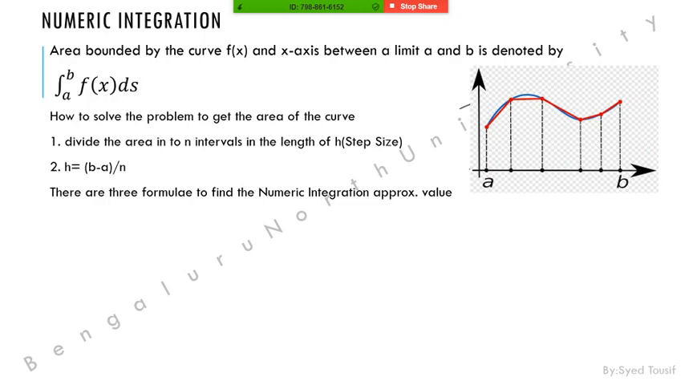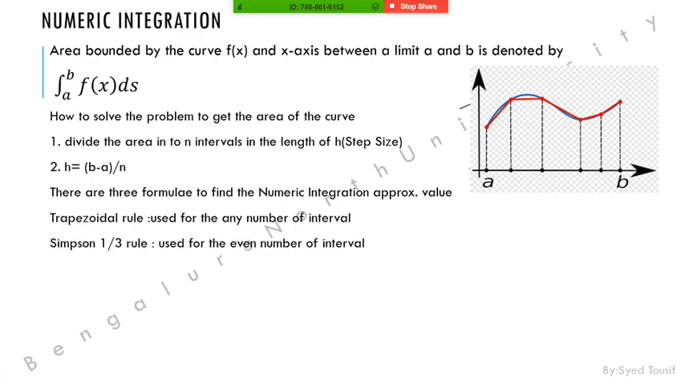What are the different formulas? There are three different formulas: the trapezoidal rule, the Simpson one-third rule, and the Simpson 3/8 rule. Why are there different formulas? For different conditions we use a particular formula. For example, the trapezoidal rule is used for any number of intervals. Intervals are nothing but the number of divisions.